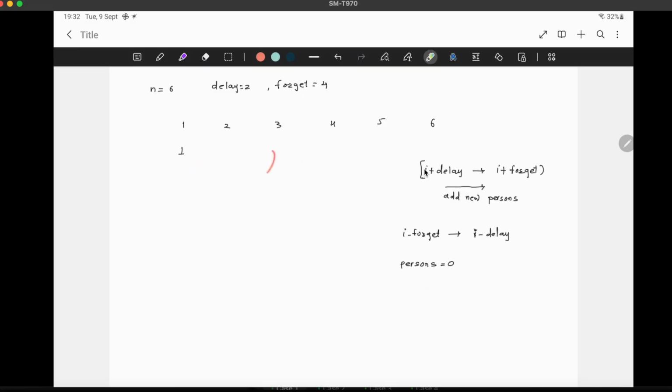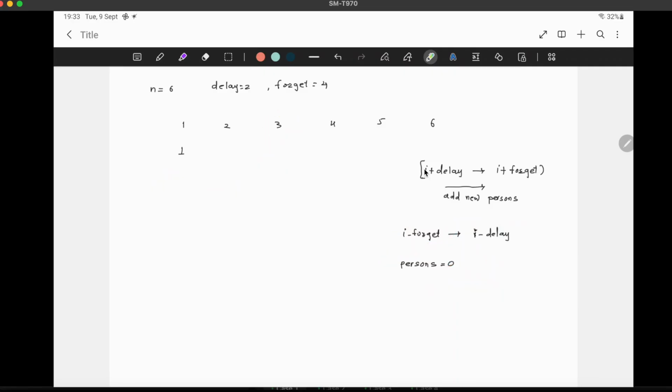While looking at the back side, any person that we found is something we are updating right over here. At I minus delay, if we got a persons count of two, we will check I minus forget. If there is an index available with persons on it, those persons will definitely forget to update this particular index. So in this persons count, we will subtract those I minus forget persons, and the count of the remaining persons is what we update at this particular index.